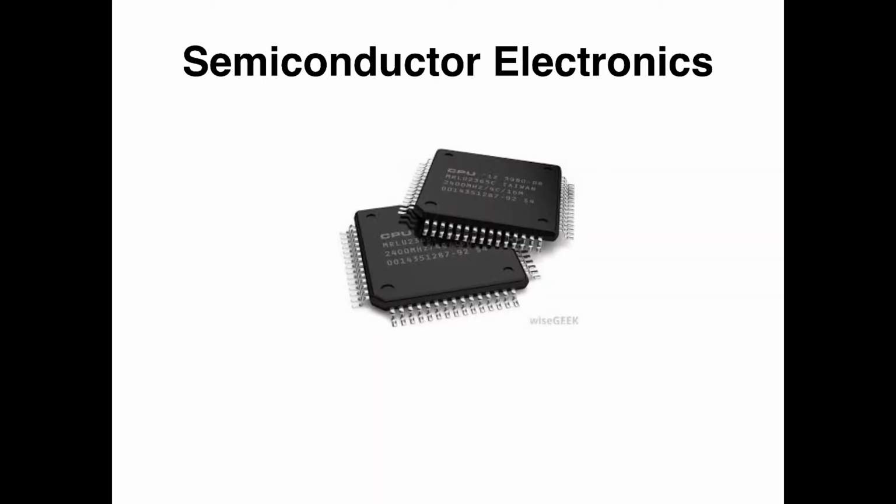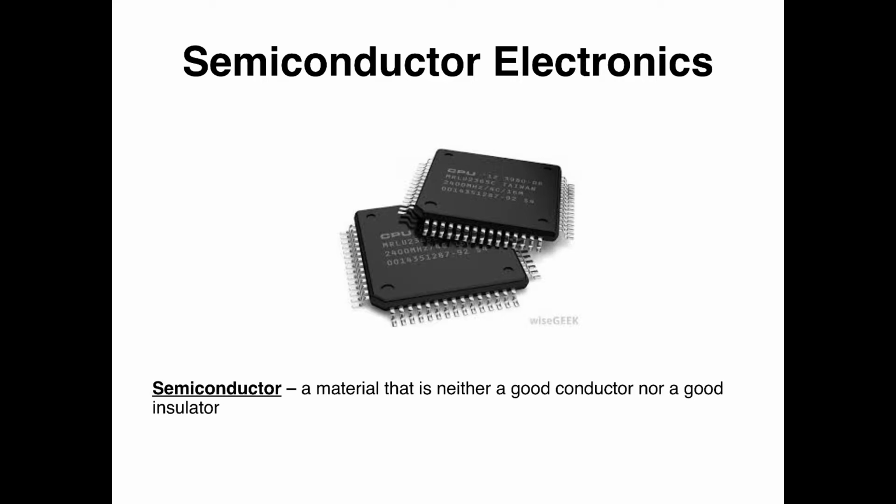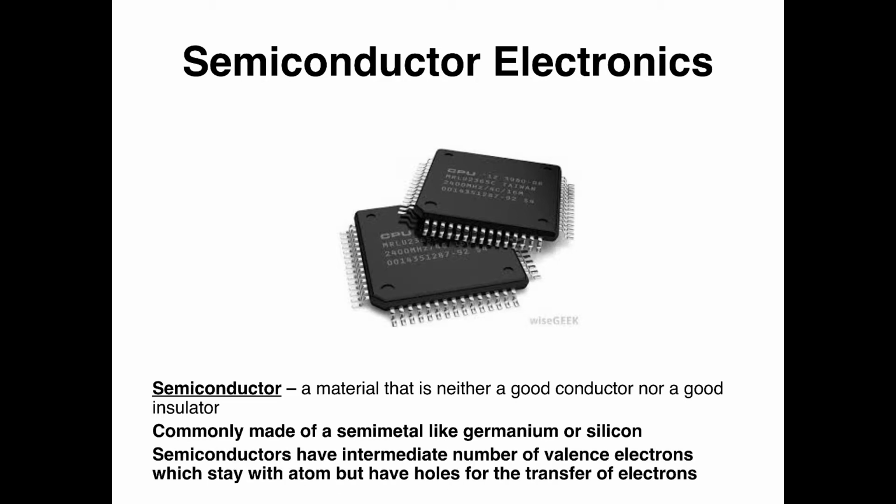Now this is a semiconductor, and these have taken the place of the vacuum tubes. A semiconductor is a material that neither is a good conductor nor a good insulator of electricity. It's commonly made of a semimetal, such as silicon or germanium. Semiconductors have an intermediate number of valence electrons, which stay with the atom but have enough holes to allow the transfer of electrons. And so that's why they can conduct electricity, but they do not conduct electricity like a good conductor.